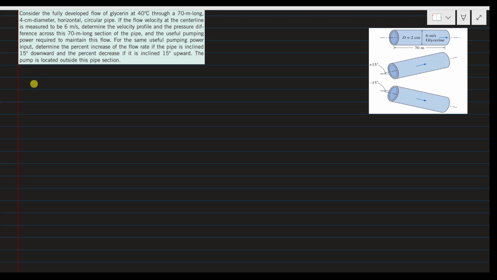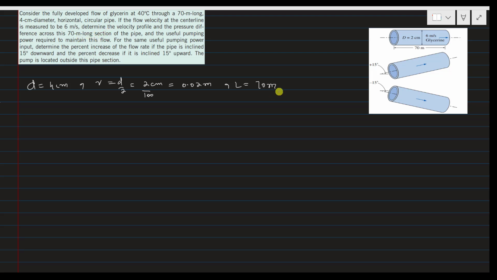Okay, so the diameter of the pipe is 4 centimeters. To convert into radius, just divide the diameter by 2, you will get 2 centimeters. Divide by 100 to convert into meters, so it will be 0.02 meter. Next is the length of the pipe. This is L and it is 70 meters long.